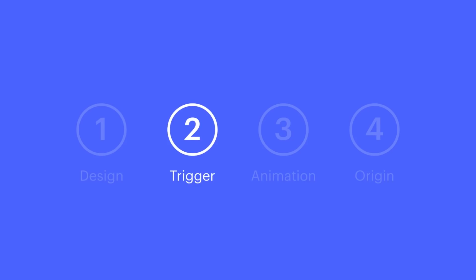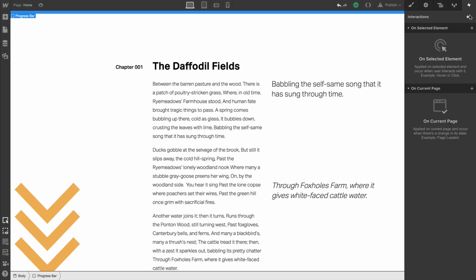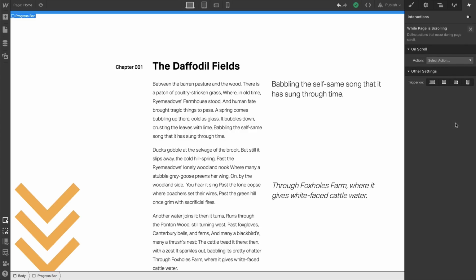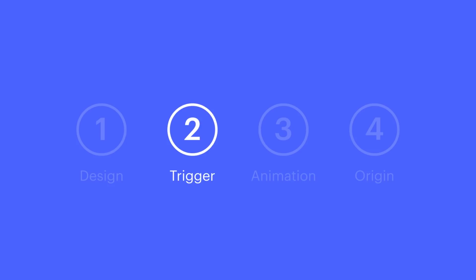Let's set up a scroll trigger. In the interactions panel, we can add a page trigger that's based on movement while our page is scrolling. That's it. Seriously, that's the scroll trigger. The rest is even better.